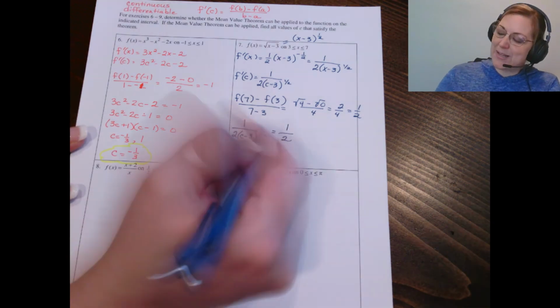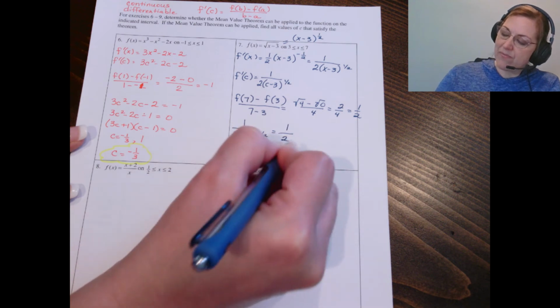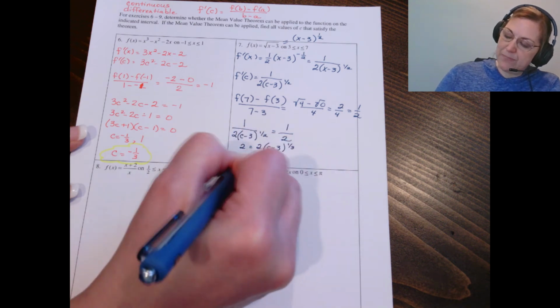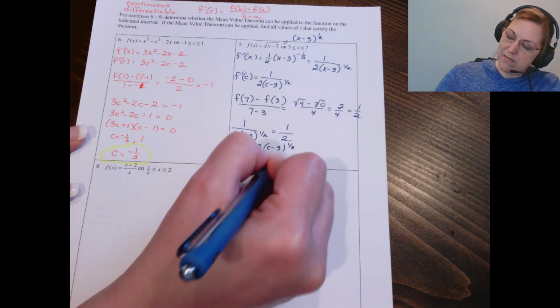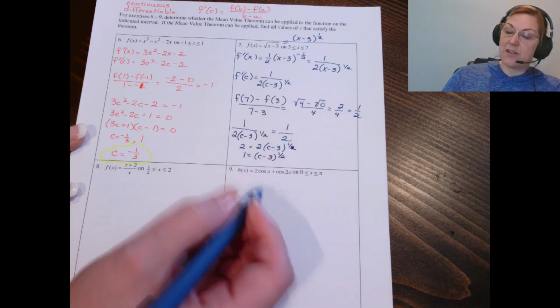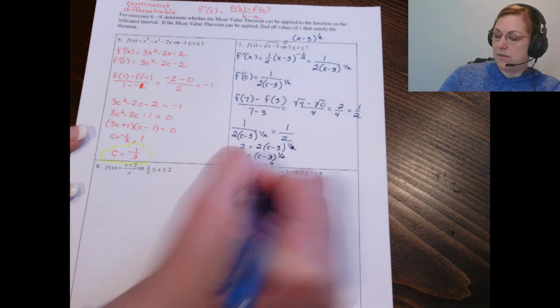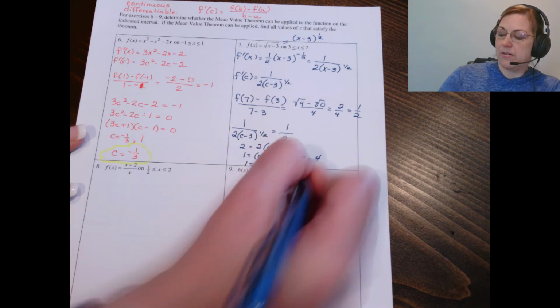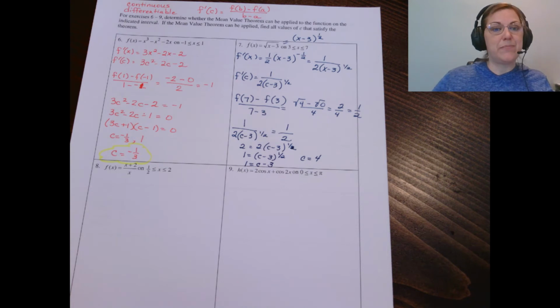All right, friends, cross multiply here. I'll divide by 2. And then I'll square both sides. And you get c equals 4. That's the value that's guaranteed by the mean value theorem here.